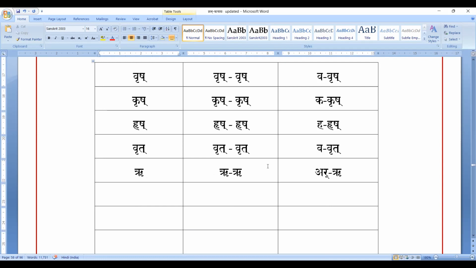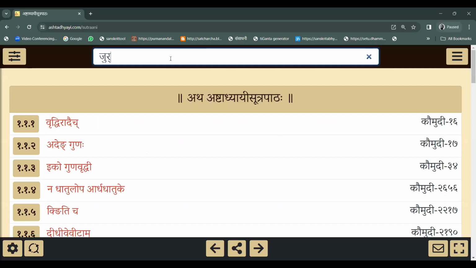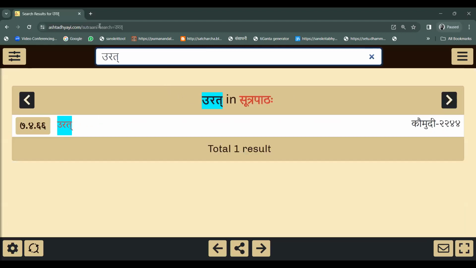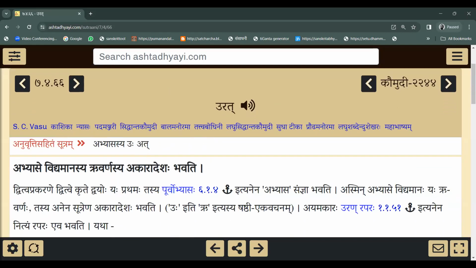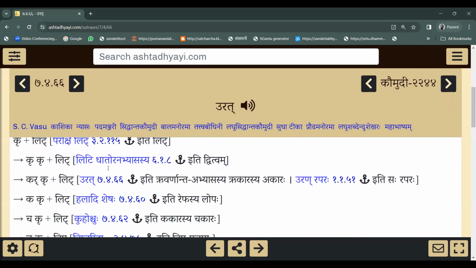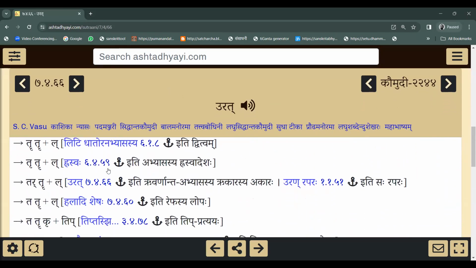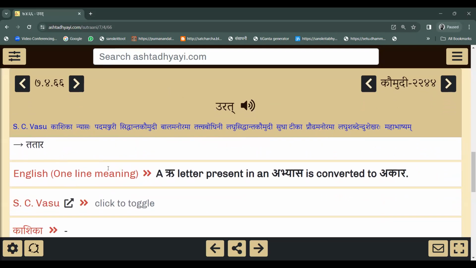Then, this is about the Urat. Even under Urat itself, you can see the example. I think it is not discussed, but let us see. One minute. Urat example: abhyasa vidyamanasya ruvarnasya akaradeshaḥ bhavati. Kr dhatoḥ, we know. Seen under Ajadehe Dvitiyasya, Aririshati. Therefore we cannot do. We have to see, Ajadehe Dvitiyasya.